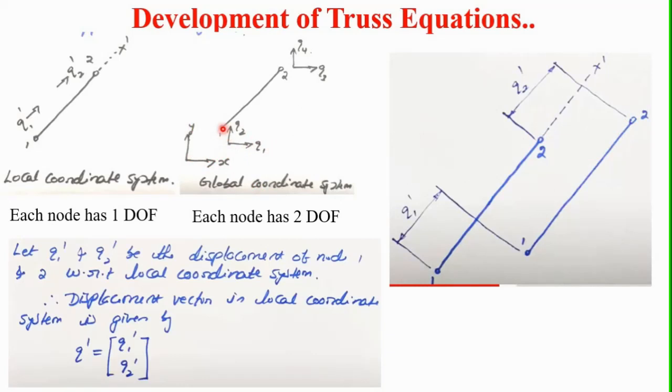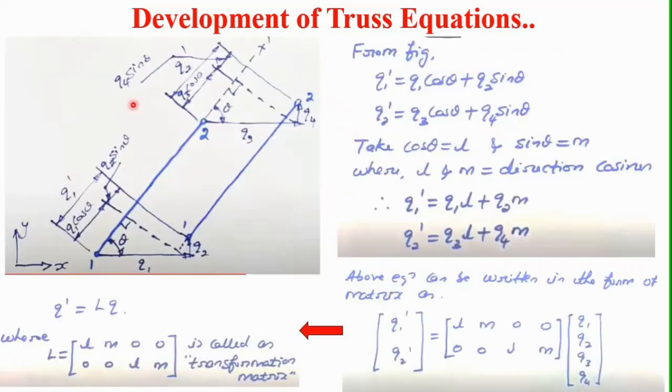The displacement of node 1 along the x direction is q1 and along the y direction it is q2. So q1 and q2 are the displacements of node 1 along x and y direction. Similarly, q3 and q4 are the displacements of node 2 along x and y directions.